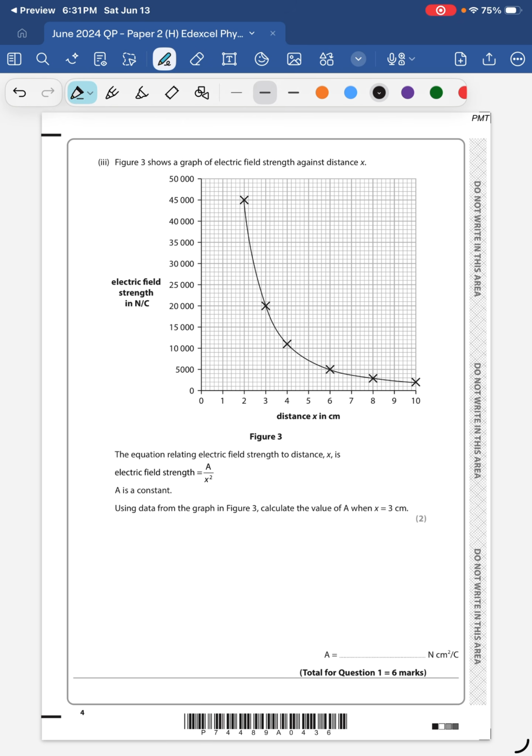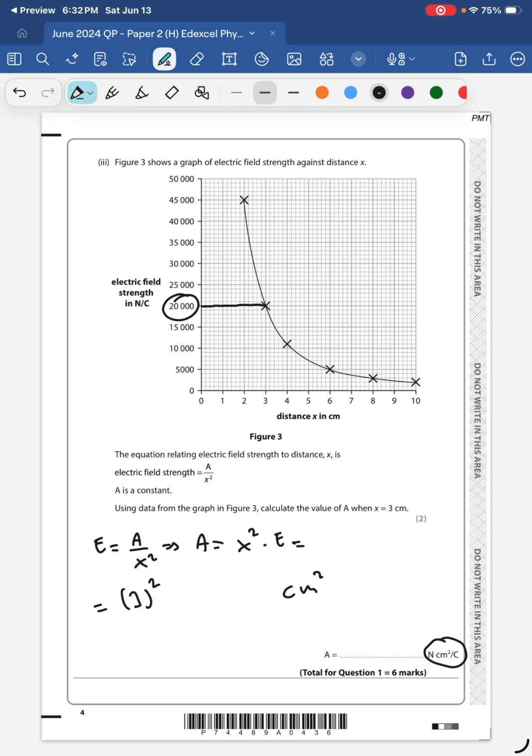So x is 3 centimeters, this point over there. If we take this point at 3 centimeters, we see that the electric field strength is 20,000 newtons per coulomb. So if we write E is A over x squared, then A, the thing that we want to calculate, is x squared times E. In the answer we see that they use centimeters squared, so we are going to use 3 squared and then centimeters squared.